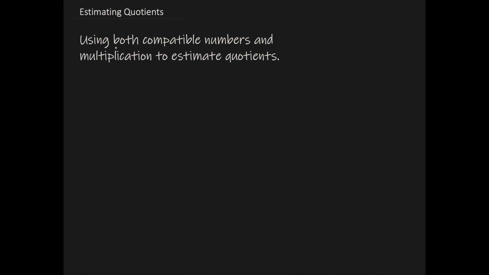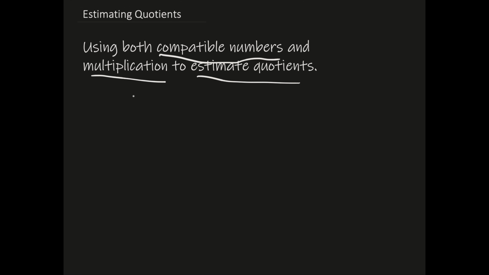Okay, so our objective is going to be using both compatible numbers and multiplication to estimate quotients. Compatible numbers is what we're actually going to be learning about. That's going to be the second part of the lesson, so I'm not going to explain that now. And multiplication, of course, is equal groups being added together. Okay, you should know that by now.